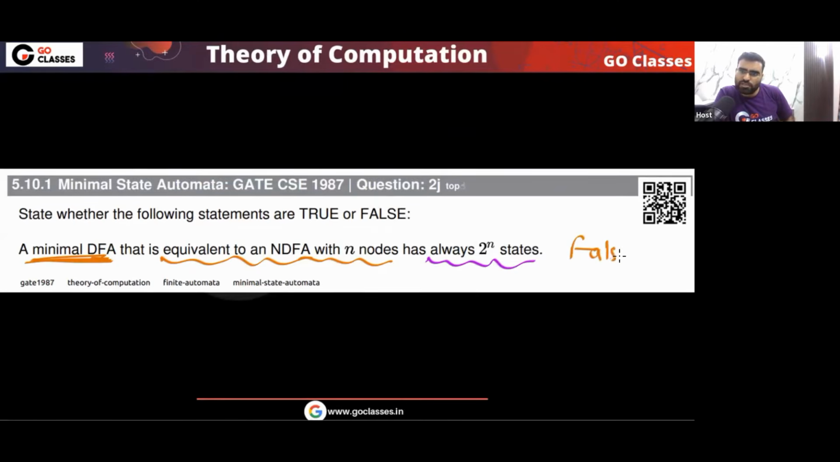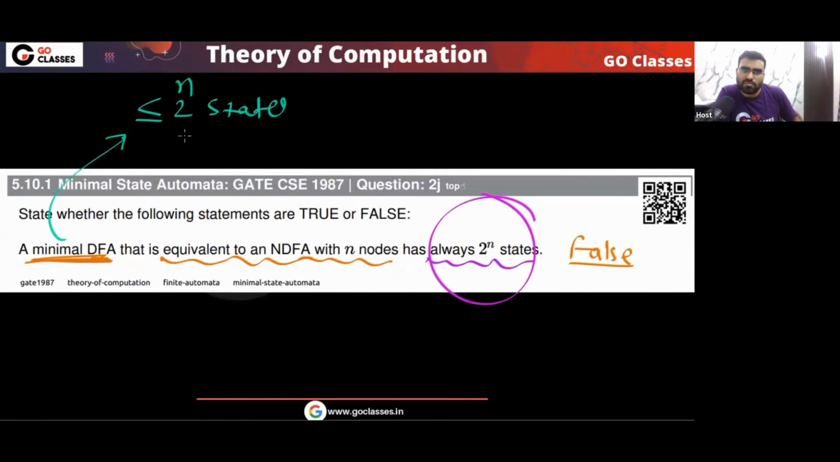Why is this statement false? See, this statement is saying that we always have 2 power n states. The minimal DFA will always have 2 power n states. But this statement is false. Why? Because actually this minimal DFA will have less than or equal to 2 power n states. Yes or no? We cannot say that it will always have 2 power n states. We can say that it will have less than or equal to 2 power n states.